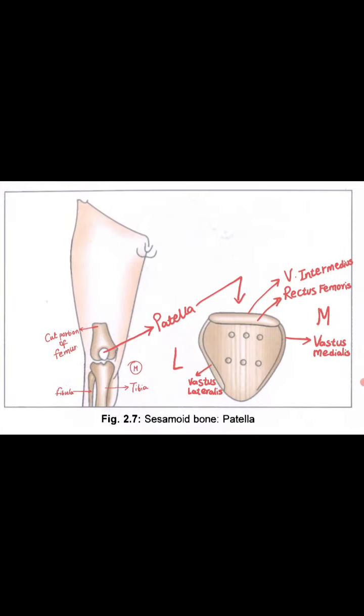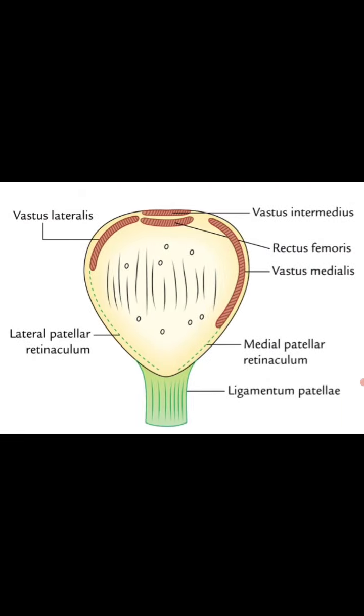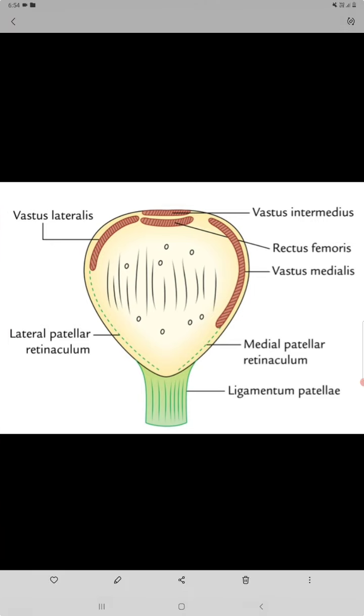Here you can see the cut portion of the femur, and the fibula and tibia bones. Tibia is on the medial side, fibula is on the lateral side. Again this is the same picture, you can refer to this. This is a textbook picture. So this is all about the video.